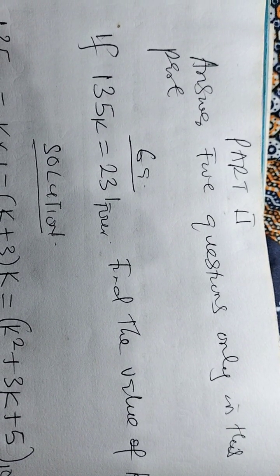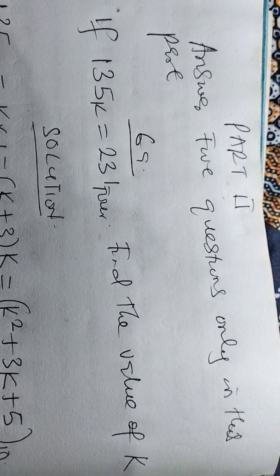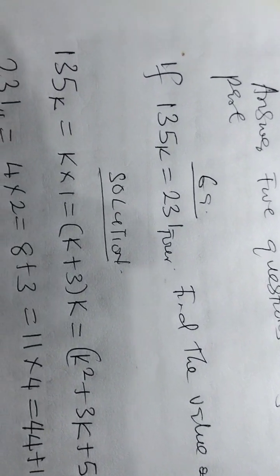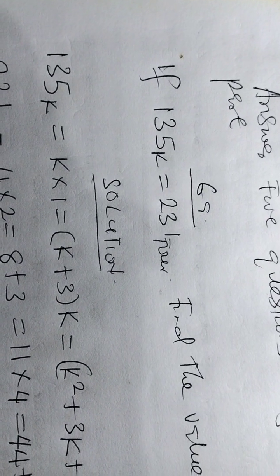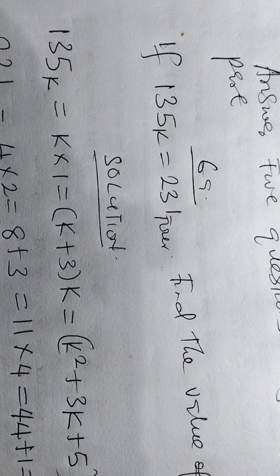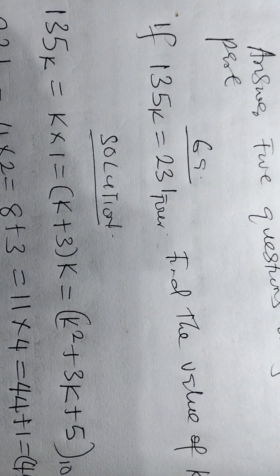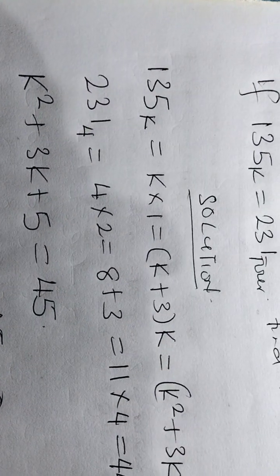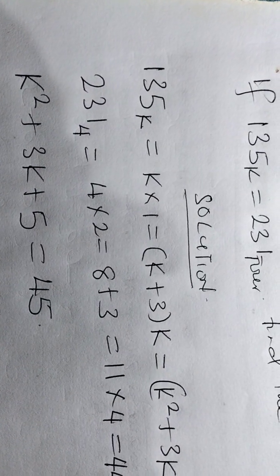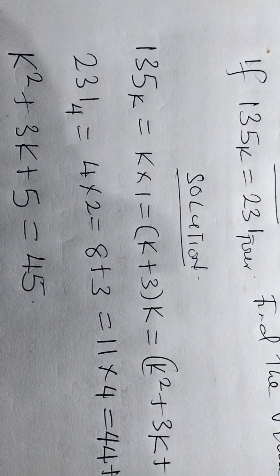We're going to start from part 2 of the question. The instruction says answer 5 questions only in this part. 6a says if 135 base k is equal to 231 base 4, find the value of k. Going to the solution, we convert 135 base k to base 10 by using the expansion method.